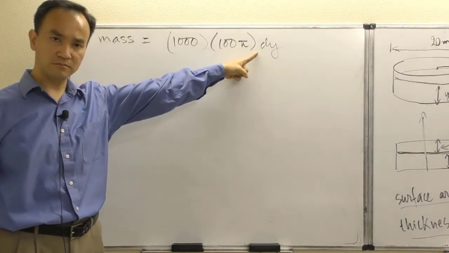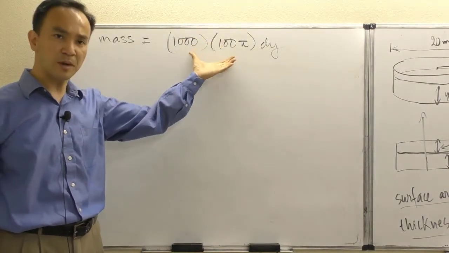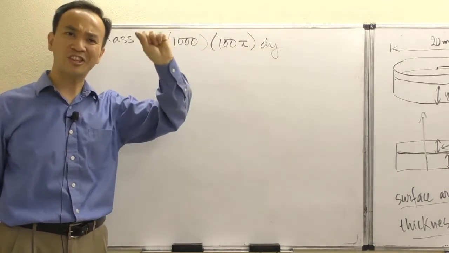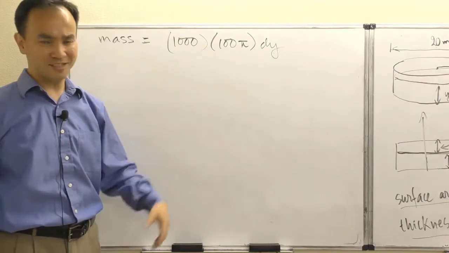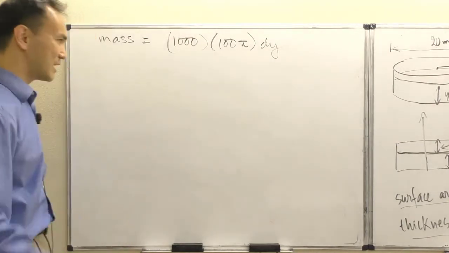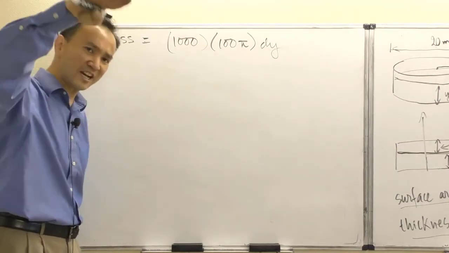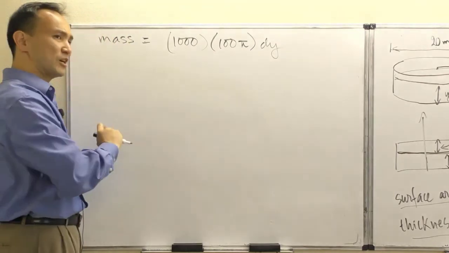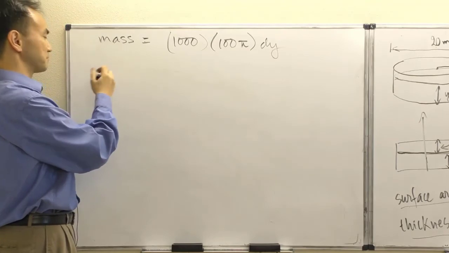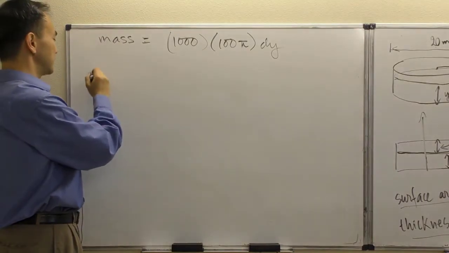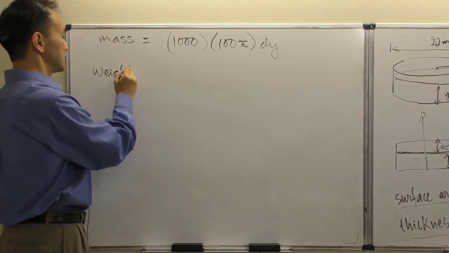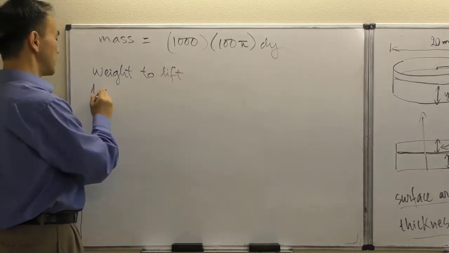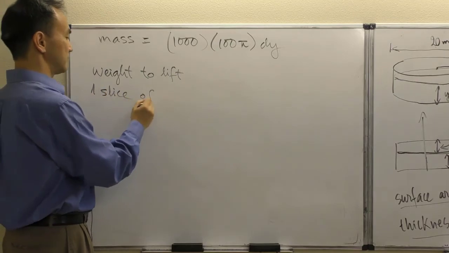So don't assume that this is big just because we have a huge coefficient here. It all depends on how thin a dy is. So it could still be small, okay? But we're going layers and layers, slices and slices of water to be pumped out. Once we have mass of one slice right here, then we're going with the weight. So this is weight to lift one slice of water.